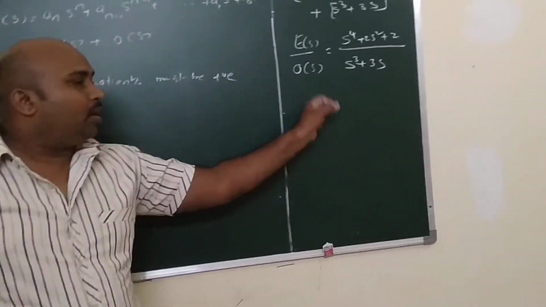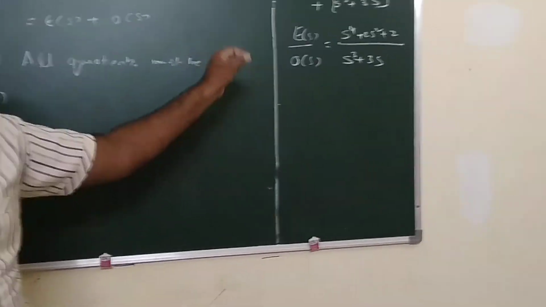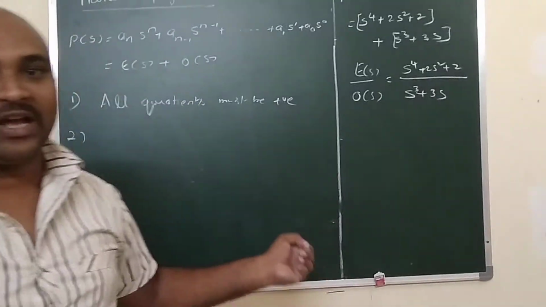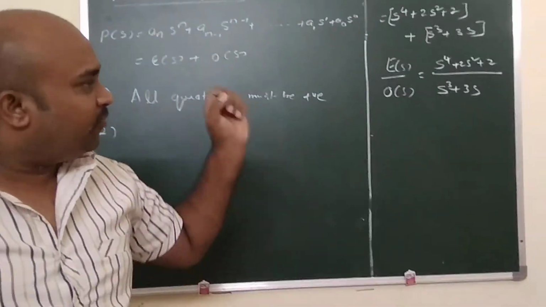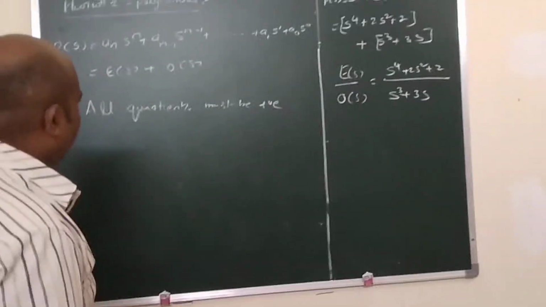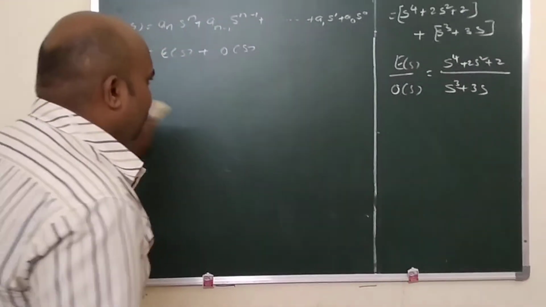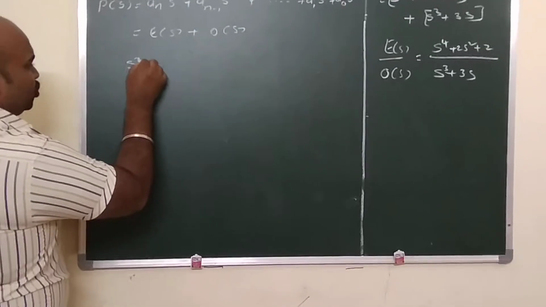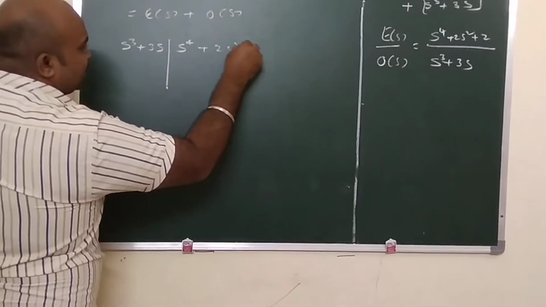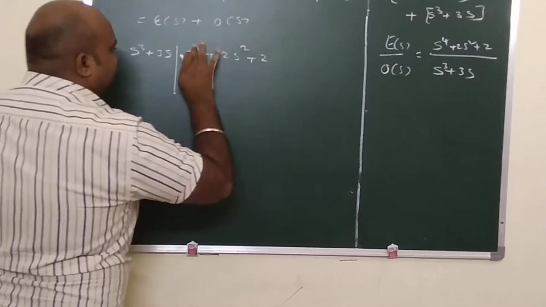That means the ratio of even to odd. And if you perform the continued fraction expansion method, all the coefficients of that continued fraction expansion will have positive values only. So I will do it right now. For this particular function, you can observe this: I am taking s cube plus 3s, and this is s power 4 plus 2s square plus 2.